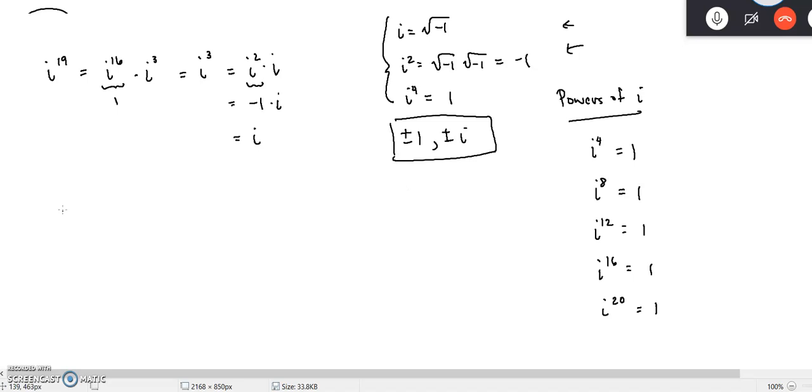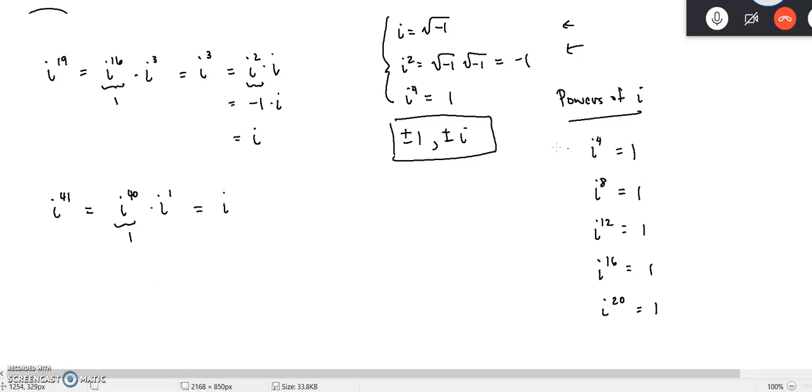Okay, let's try one more. Let's say we've got i to the 41. So the first thing you do is you look for the biggest multiple of 4 that you can fit in here. So that would be i to the 40. And then you're going to have 1 left over. i to the 40, that's a multiple of 4, so that's equal to 1. And i to the 1 is just i. 1 times i, we just get i again.